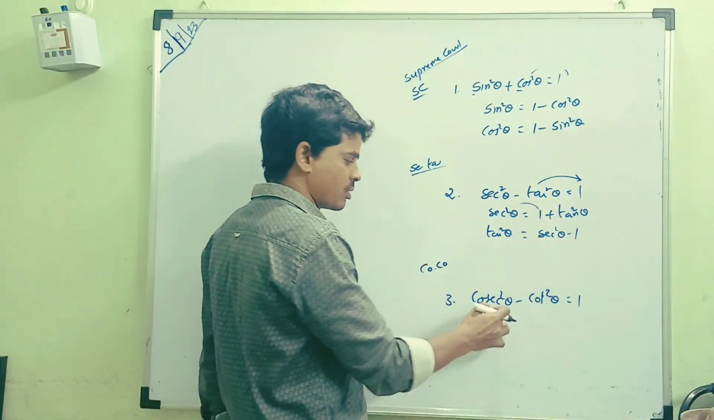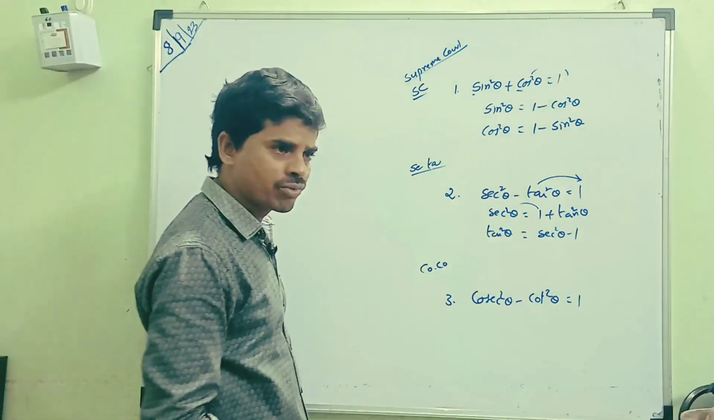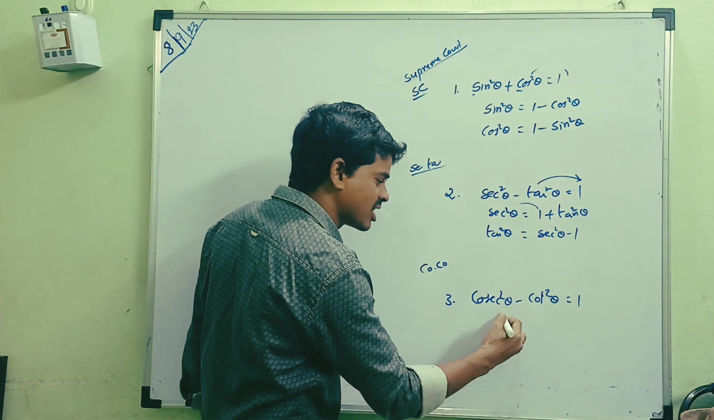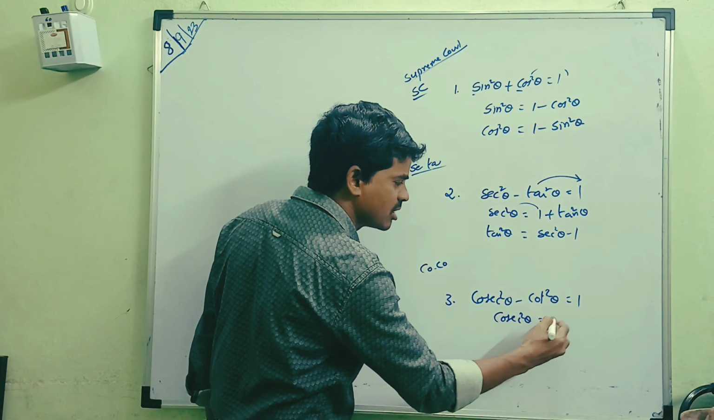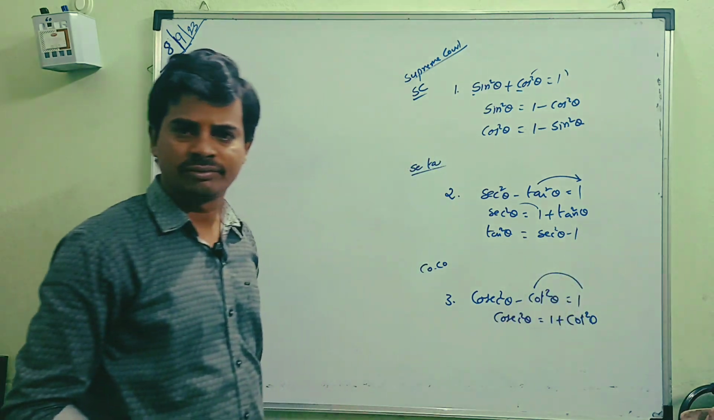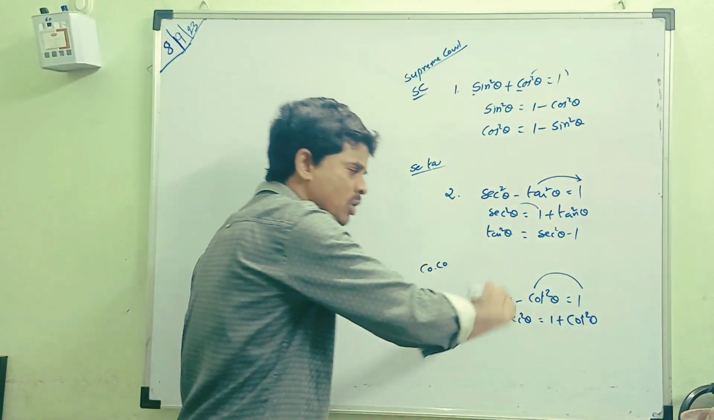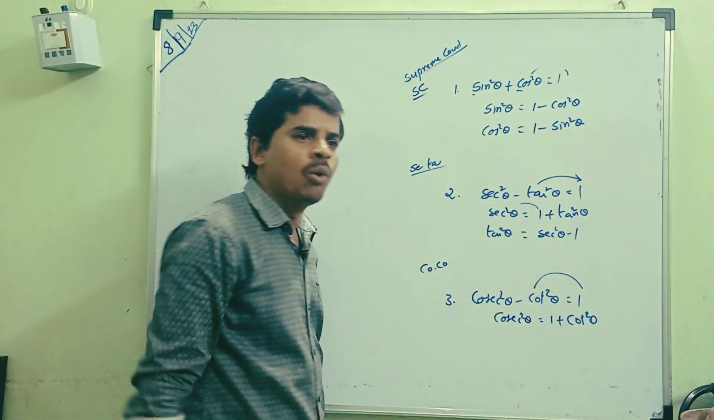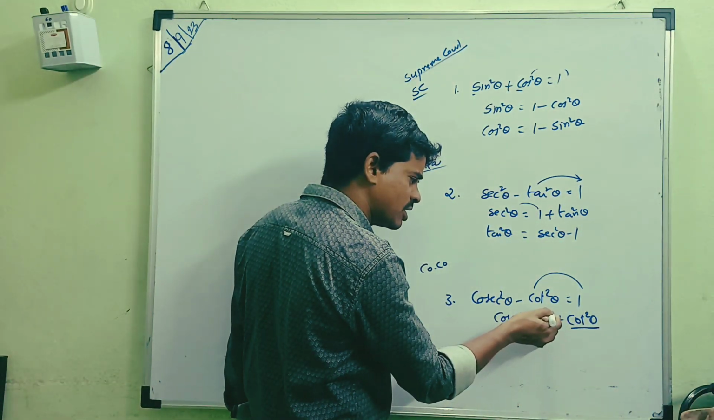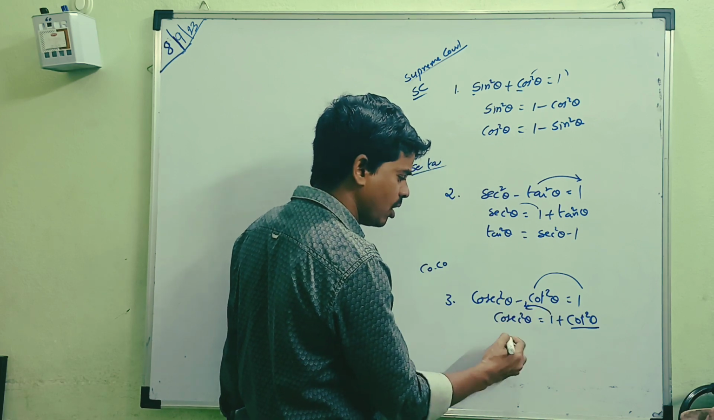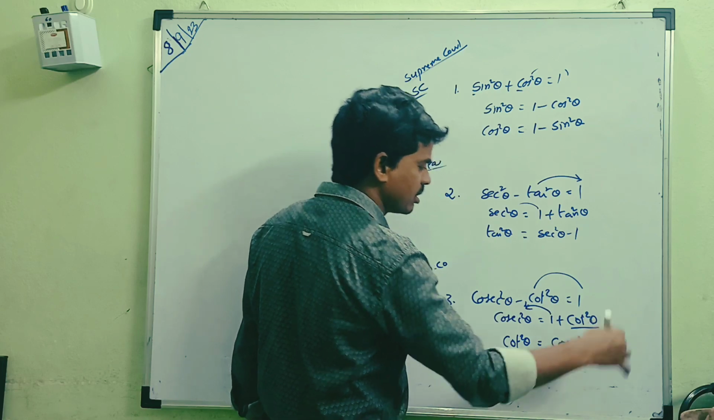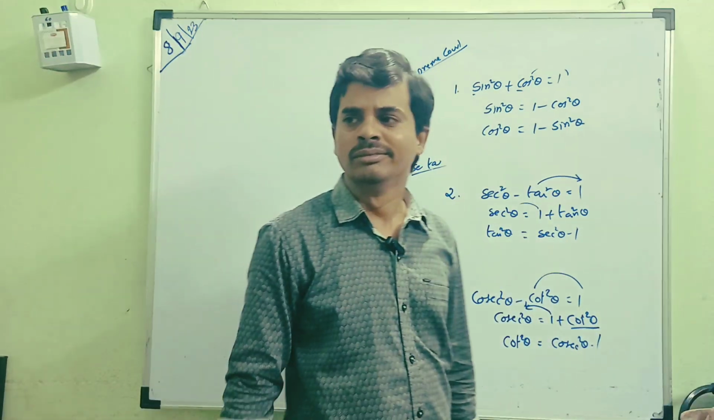Next, cosecant square minus cot square. Cot square, you transpose that, first we will get cosecant square theta is equal to 1 plus cot square theta. If you want the cot square theta formula, then we will just transpose the 1 to the LHS again. Cot square theta is equal to cosecant square theta minus 1. Plus 1 becomes minus 1. Okay now.